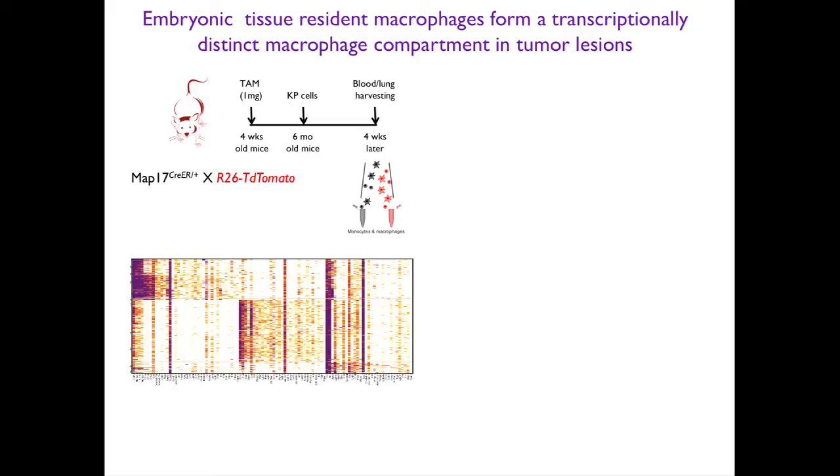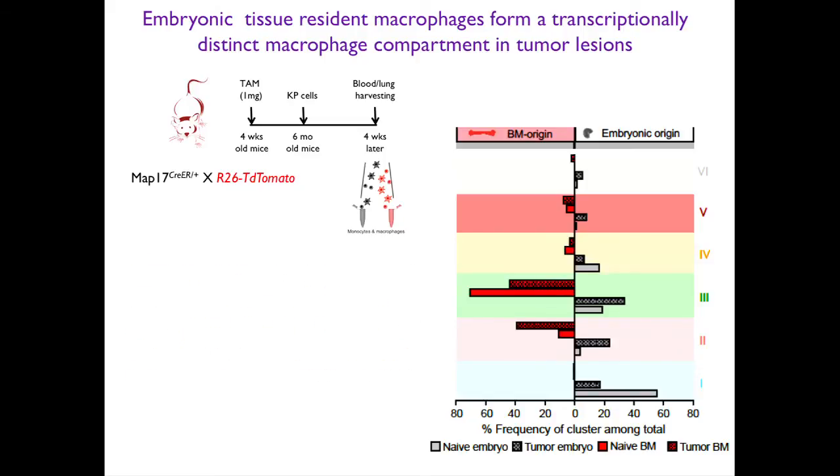Okay? And now we are going to ask where these clusters that we identified at the single cell level are enriched, whether they're enriched in the red compartment or the non-labeled compartment. And if they are enriched in the non-labeled compartment, it will suggest that they don't derive from adult hematopoietic stem cells. And this is what we find.